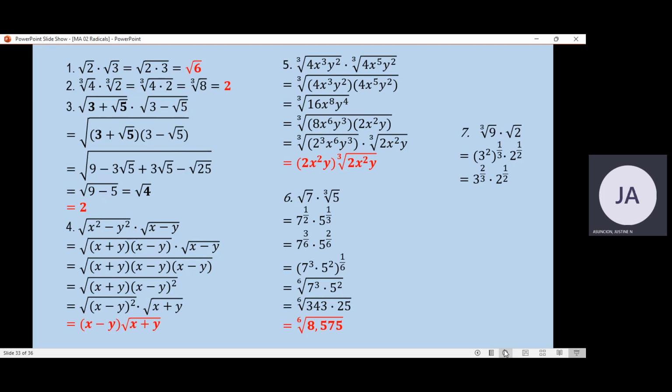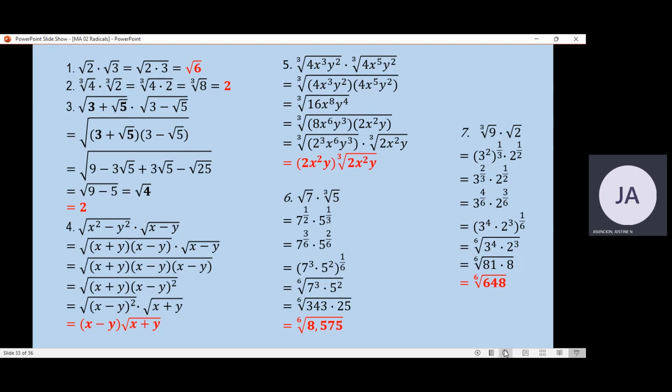So again, identify the LCD here. As you can see, we can have 6 again, right? So 2/3 can be expressed as 4/6, and 1/2 can be expressed as 3/6. Okay? So again, that's 1/6, or the sixth root of 3 raised to 4 times 2 cubed. It's just simply 81 times 8, and then we have now here the sixth root of 648. Okay, so the cube root of 9 times the square root of 2 is the sixth root of 648.